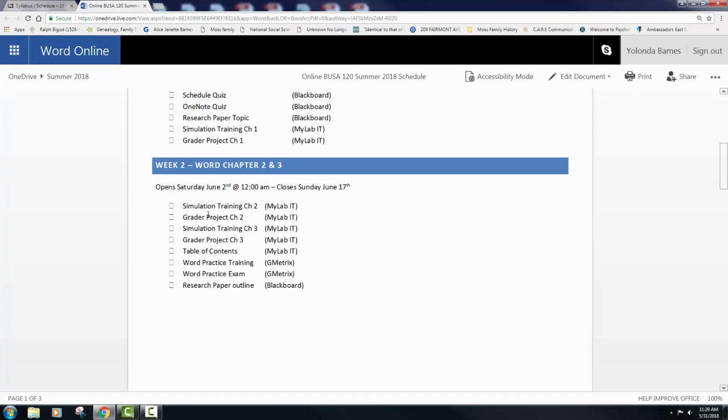Week 2, we've got, again, we're going to be looking at Chapter 2 and Chapter 3 for Word. Those are all in MyLab IT. Then you have another piece of homework, which is learning how to create a table of contents, which is in Word. And then we're going to start practicing our training to set for that Microsoft Office Word certification.